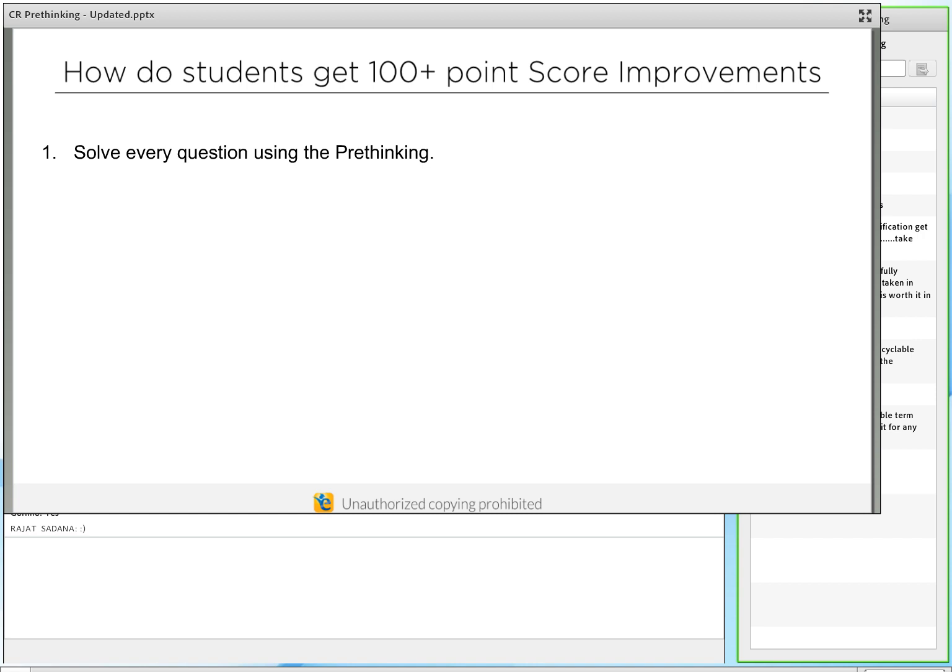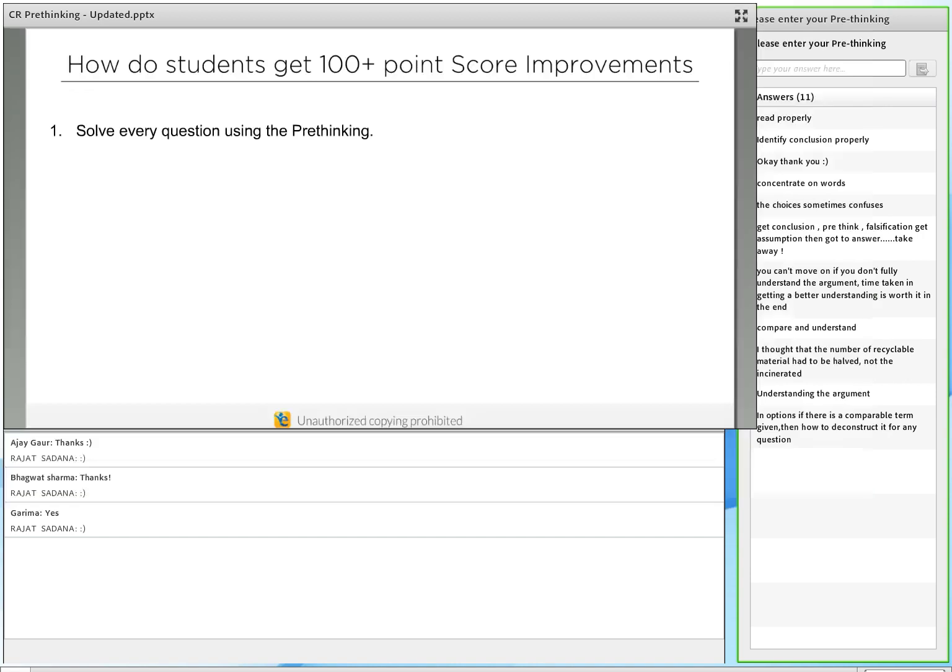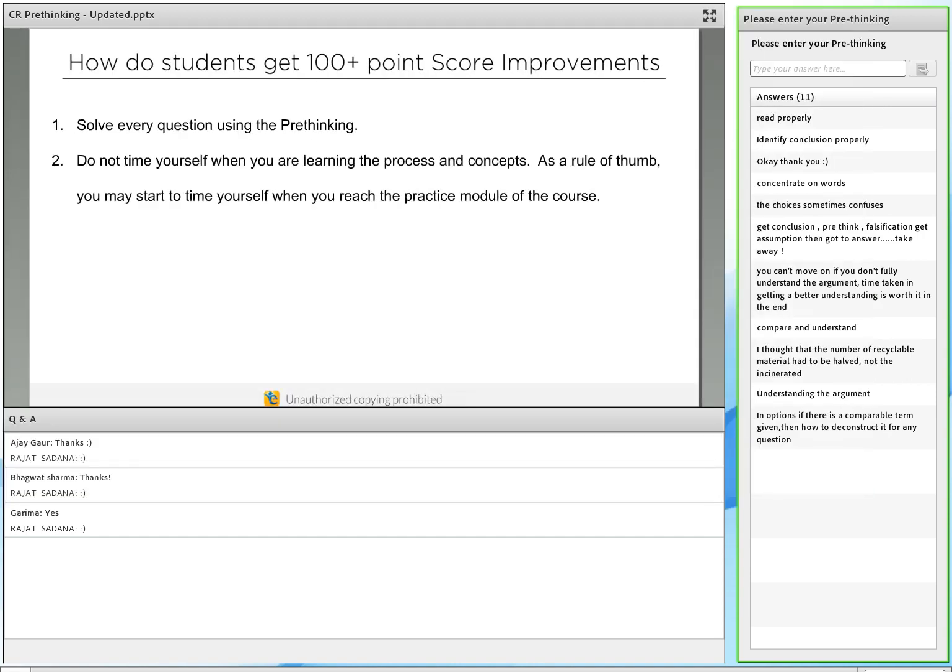So how do students get to that 100 plus point improvement? They solve every question using pre-thinking. That's really, really important. They learn the process. Learning the process means not timing yourself, because when you time yourself, you don't read the argument properly. You miss segments. When you miss segments, you don't understand. And then you go back and forth between answer choices. You don't want to do that.